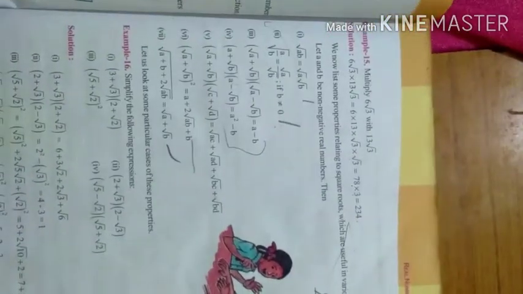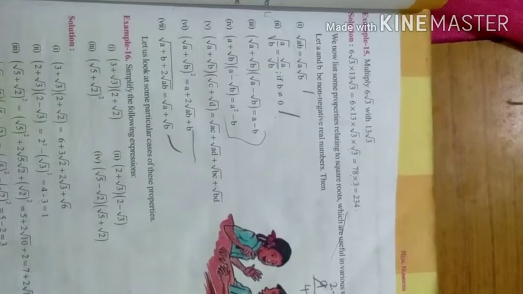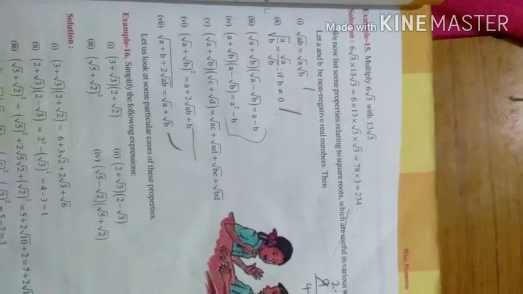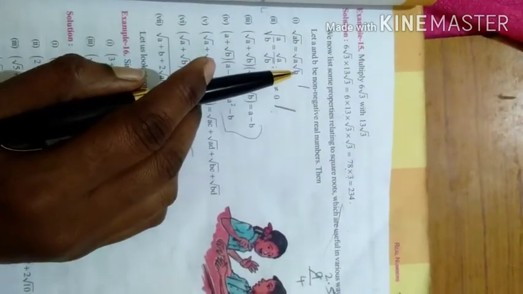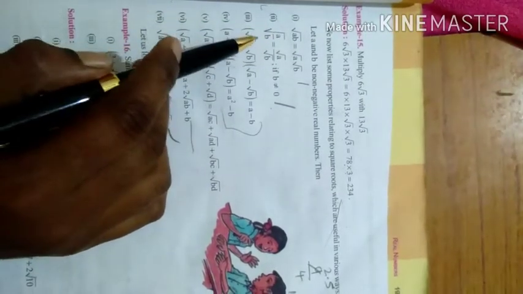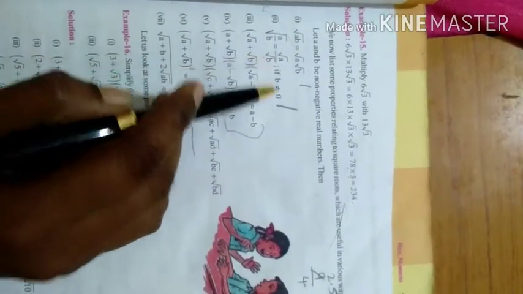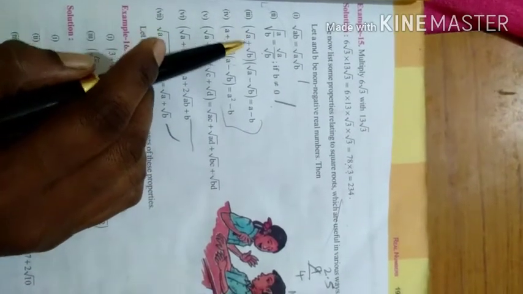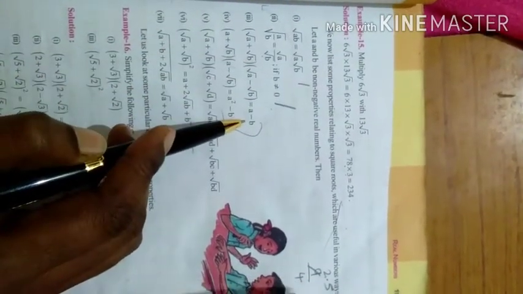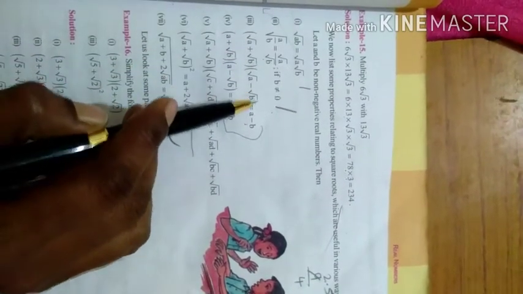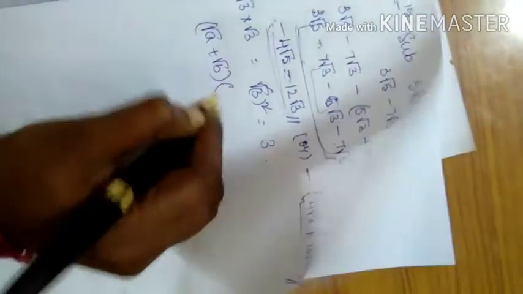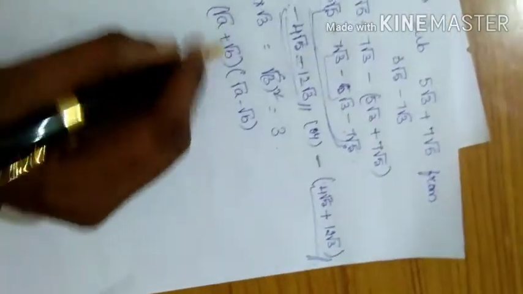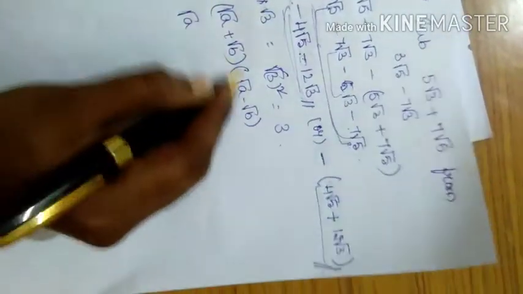Now here some formulas are given. You should learn these formulas by heart. Root AB equals root A into root B. Next, root of A by B equals root A divided by root B. Next, root A plus root B into root A minus root B, if you simplify that, you will get A minus B only. For root A plus root B and root A minus root B, what you have to do is just multiply, root A into.